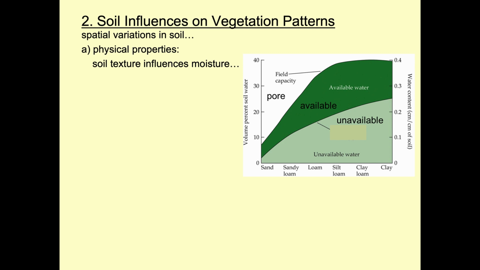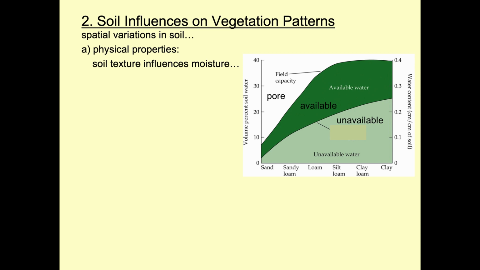On the x-axis, you have these soil textures that decrease in size. So all the way to the left in sand, this soil texture is the coarsest. It's the largest particle size of that soil. As you move to the right, you decrease in the particle size of the soil, and along with that, the attributes of available water change.